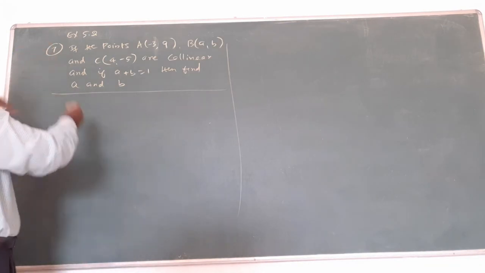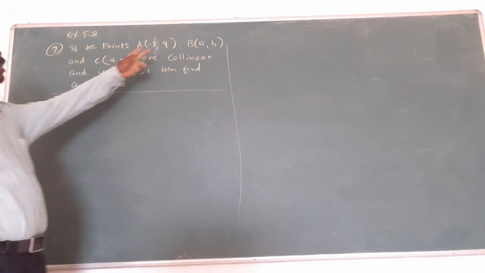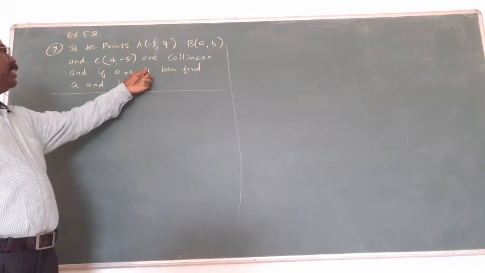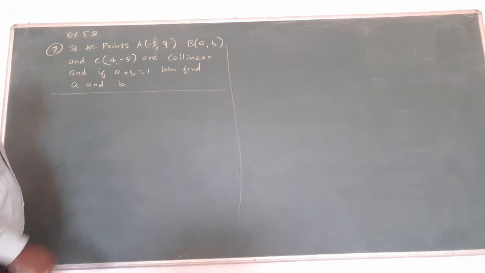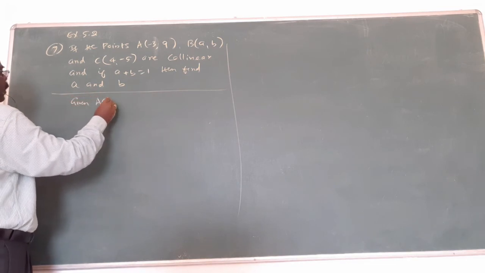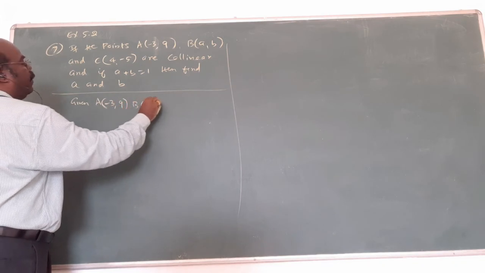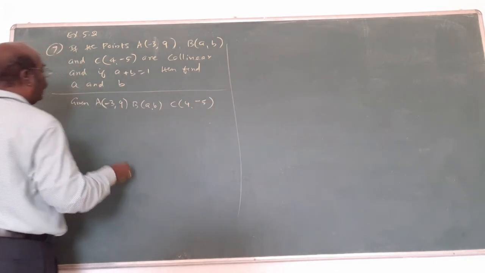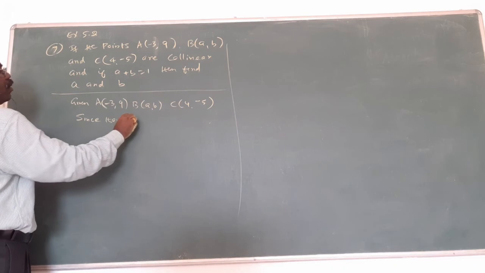Now exercise 5.2, 7th question. The 3 points are A, B, C, and also one equation is given. Find the value. Now the same thing is given. What is the first point? Minus 3, 9. B. C, 4, minus 4. Since these 3 points are collinear.